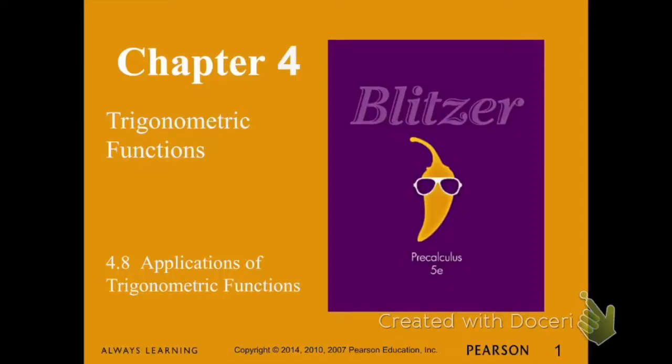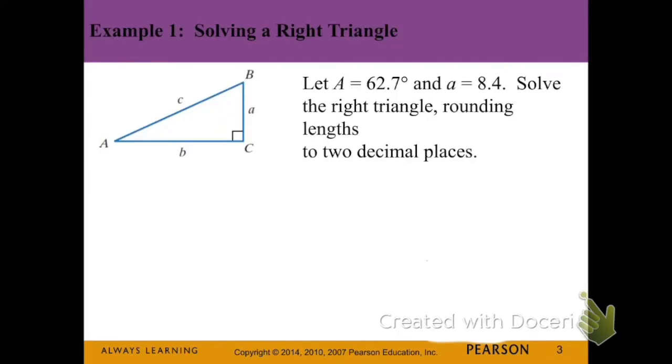Section 4.8, Applications of Trig Functions. We're going to start these notes off by reminding ourselves how to solve a right triangle. In this first example, we have a right triangle. Angle A is 62.7 degrees, and side A is 8.4. We're going to solve this and round our lengths to 2 decimal places.